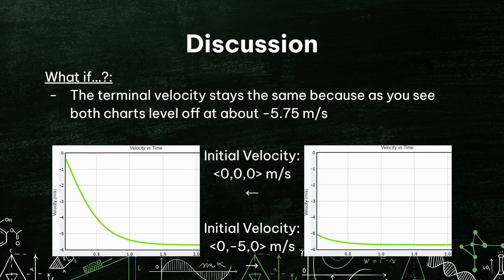What if? The terminal velocity stays the same because, as you can see in both charts, they both level off at about negative 5.75 meters per second, with the graph to the left starting at 0, 0, 0 meters per second, and the graph on the right starting at 0, negative 5, 0 meters per second.